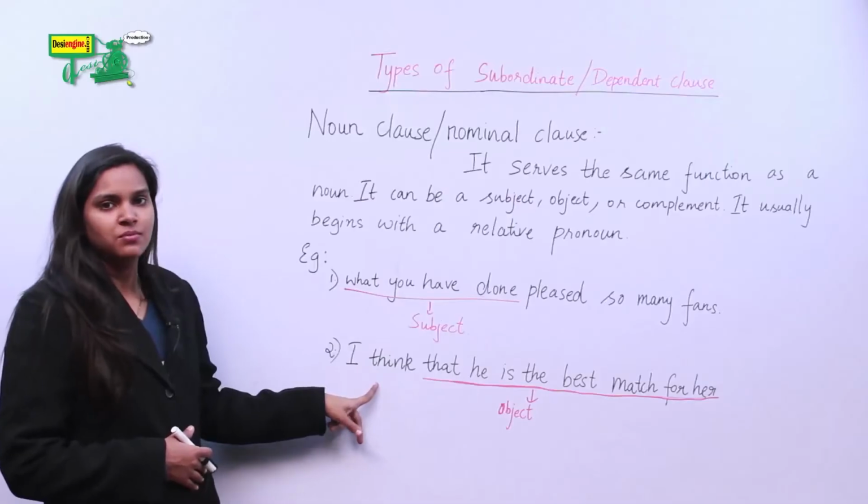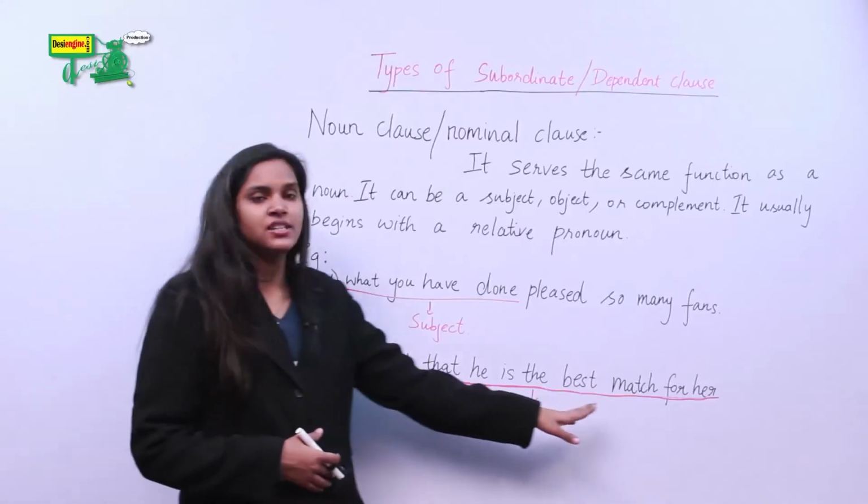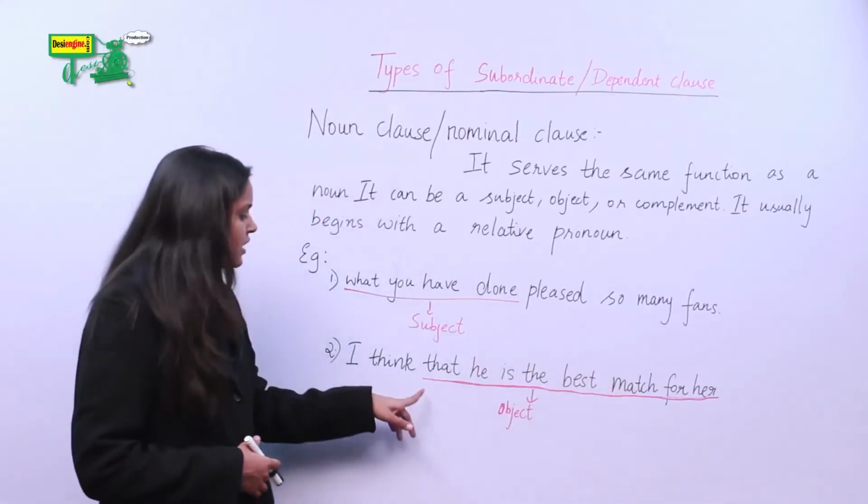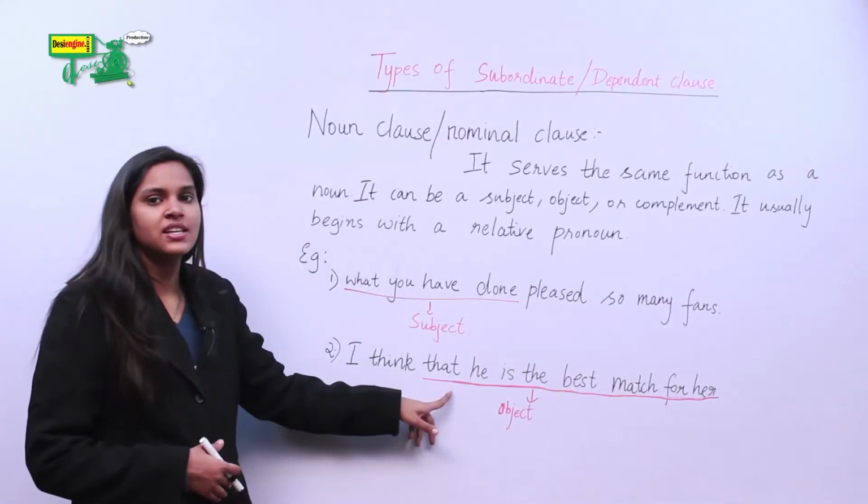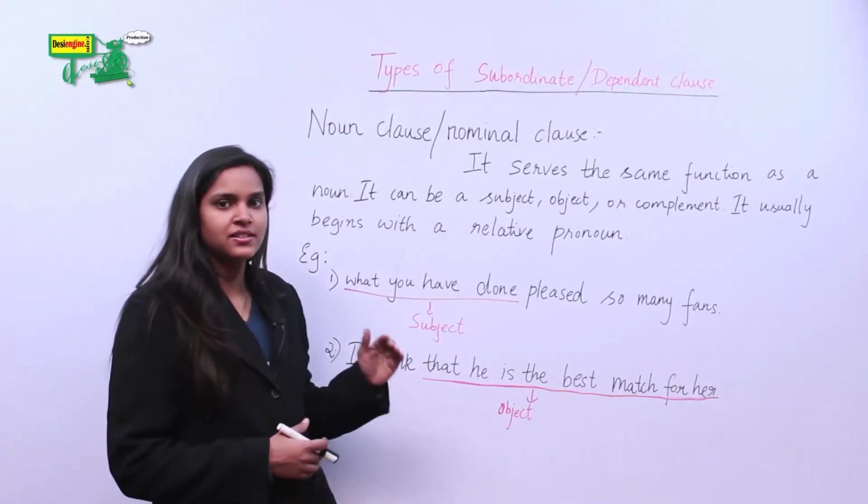Let's take another example. I think that he is the best match for her. In this sentence, that he is the best match for her acts as an object.